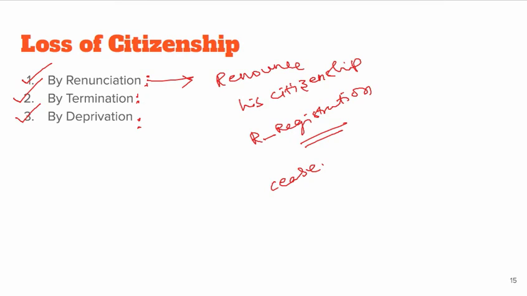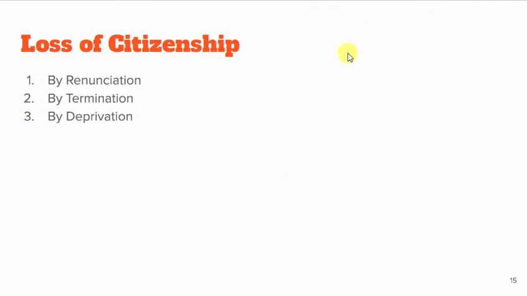A person who is giving up by his own will. Renounce is nothing but giving up. So when he gives up his citizenship, or when he stops being a citizen. Renounce is nothing but giving up the Indian citizenship by his own will, and cease is nothing but to stop. So he doesn't want to have the status of Indian citizenship. So he is going to cease or renounce it by the registration under citizenship. That's how he is going to renounce his citizenship.